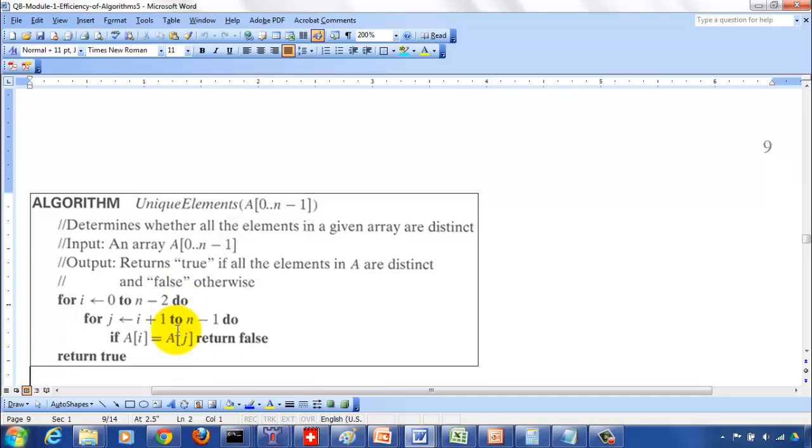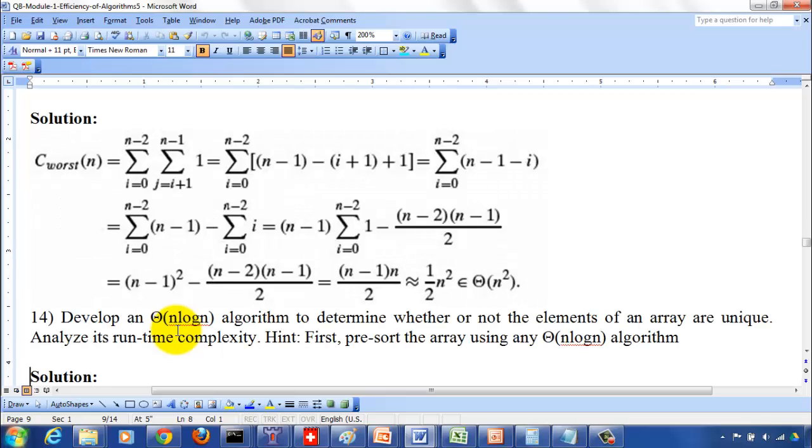So this is the unique elements problem, it's the same thing, in terms of analyzing the time complexity.